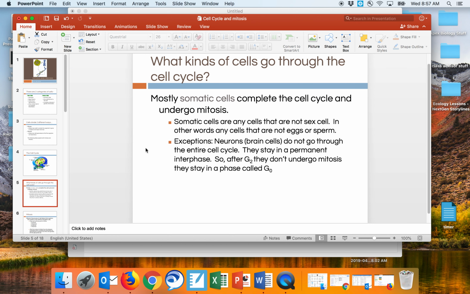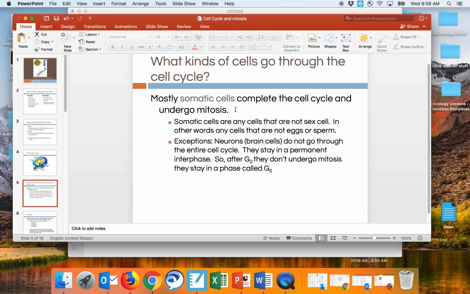So almost all of your body cells, or somatic cells, all right, vocabulary word here, complete the cell cycle and undergo mitosis. Somatic cells are any cell, again, that are not a sex cell. So in other words, anything that's not an egg or sperm. So skin cells, kidney cells, heart cells, all of those cells are going through the cell cycle.